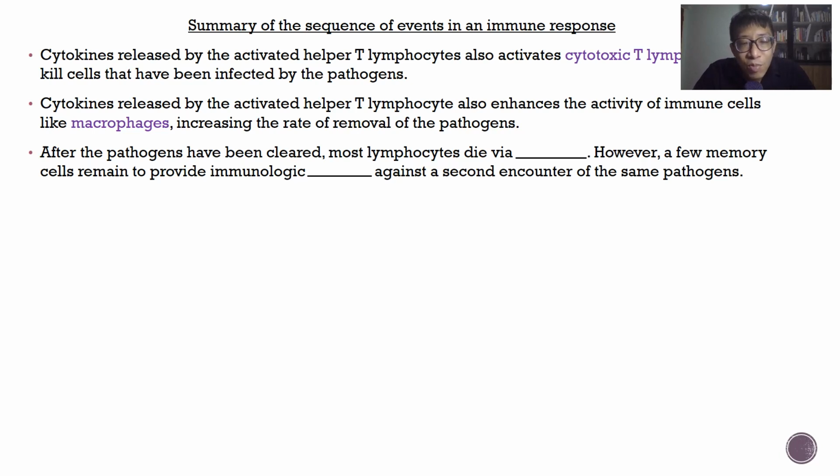Right, so once the infection has been cleared, then most of these immune cells actually would die via apoptosis. However, you have some that are long-lasting. They are called the memory cells, and they remain to provide the immunologic memory against another encounter of the same pathogen, another infection by the same pathogen. All right. So this is a summary of what we have talked about so far. There is more to discuss, more to learn, right? But so far, this is what we have talked about. So I hope this serves as a good consolidation for you. All right. Okay.